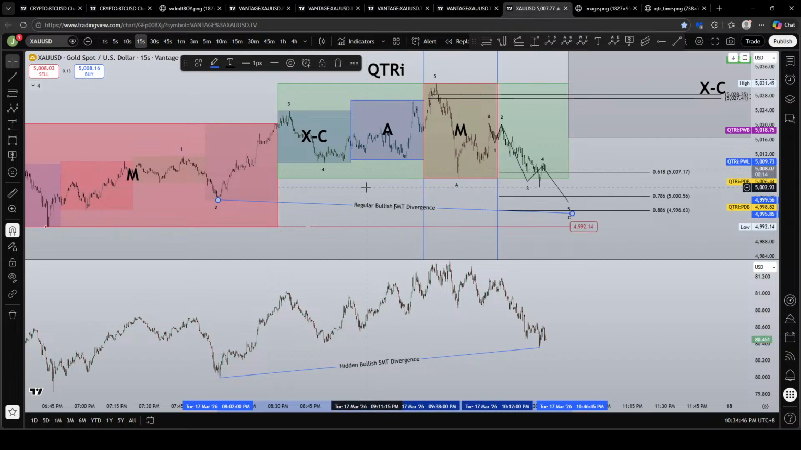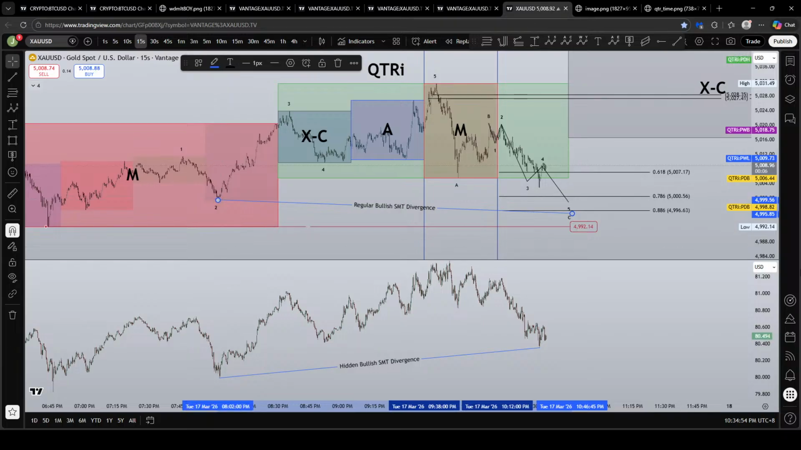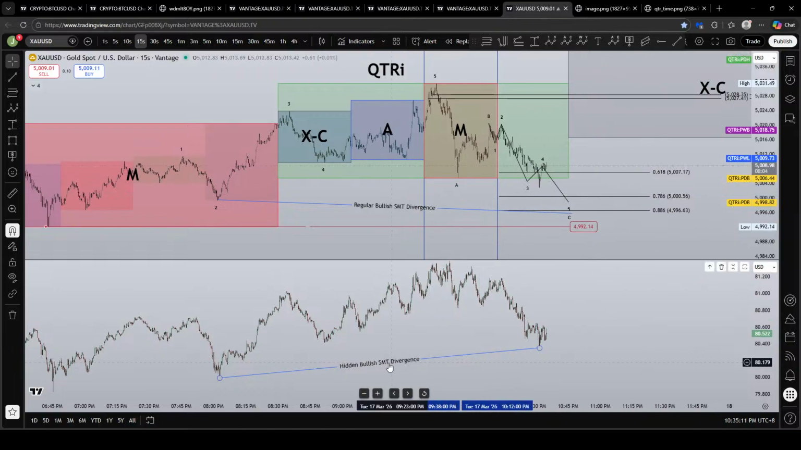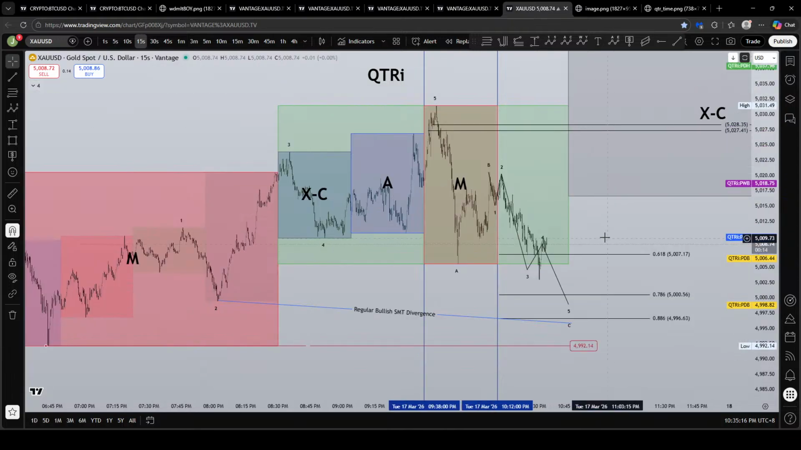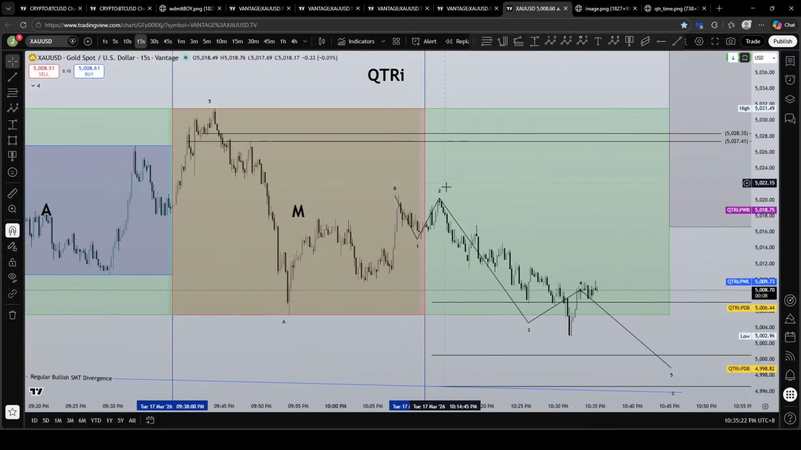The condition for this SMT divergence to play out is that gold must sweep this low at 4,956, while the silver must continue to go up. Once we see that possible price action, then there's a high chance that this SMT divergence will play out. Let me just check the internal waves if they are already completed. Actually, this is already completed.